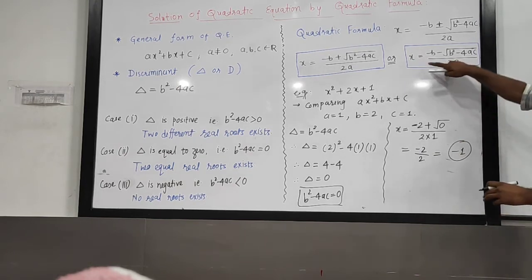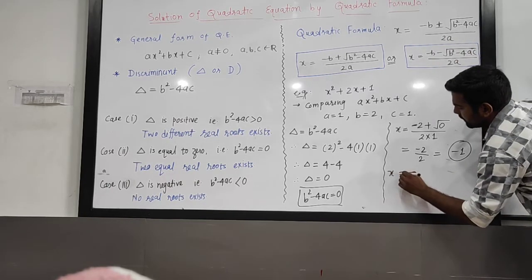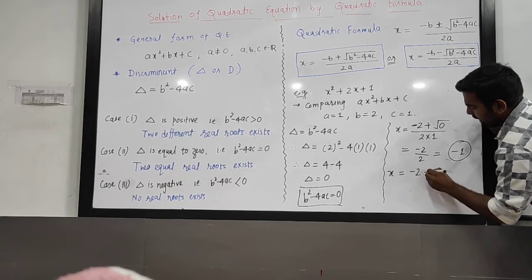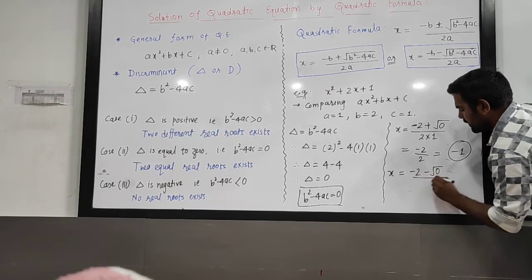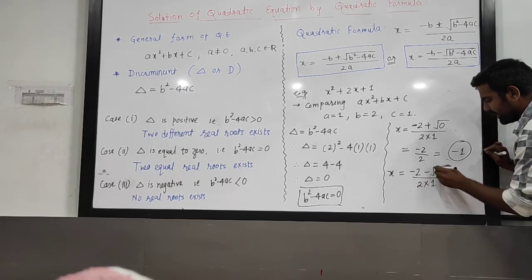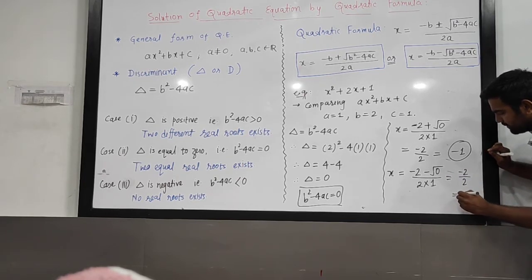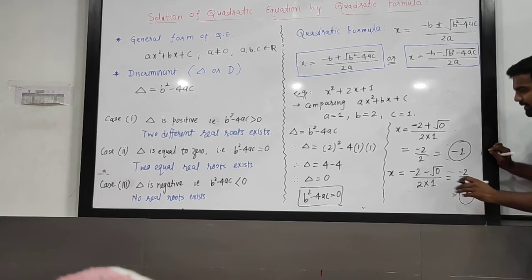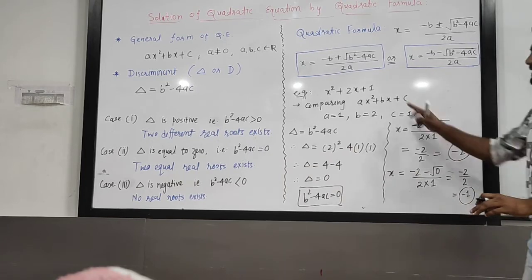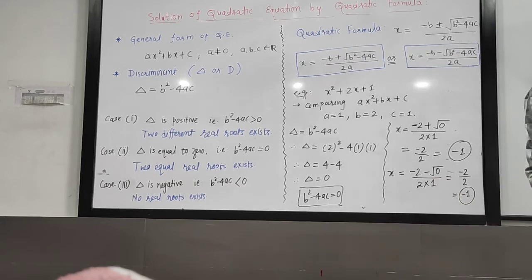Now find the other solution, substitute the values of this quantity, so x is equal to minus b as it is, so minus sign, and 2 minus square root of 0, divided by 2 into 1. Again this minus 2 minus 0 is minus 2, divided by 2 into 1, 2 cut, and the answer is minus 1. So in this case there are two equal real roots, minus 1 and minus 1, which is the solution of this quadratic equation.